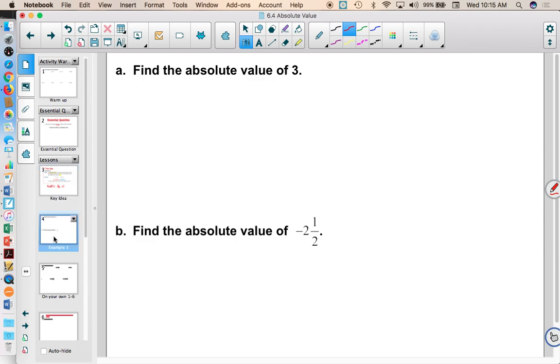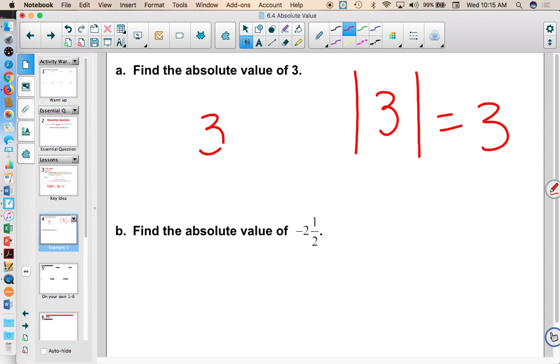Find the absolute value of 3. Somebody tell me, what is the absolute value of 3? Chance? 3. And if I wanted to write that without words, I would write it like that. Absolute value of 3, because this is my symbols. Same thing. I can write it in words, or I can write it using the math symbol.